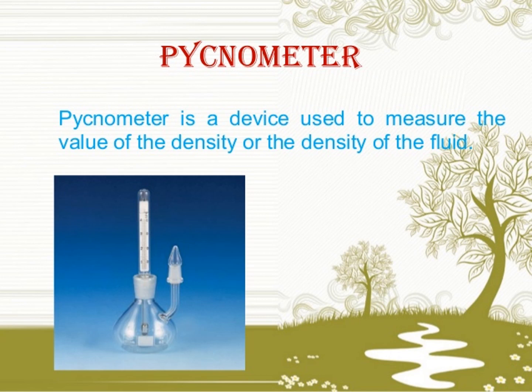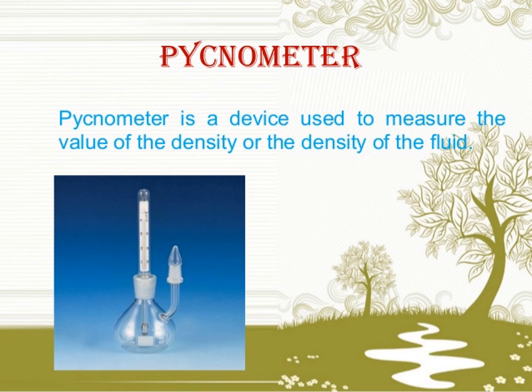Relative density or specific gravity of the given substance. If the reference substance is water, then the term specific gravity is used. Pycnometer is a device used to measure the density of a fluid. Pycnometer only measures the relative density.